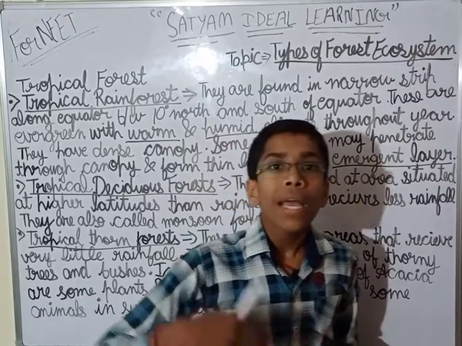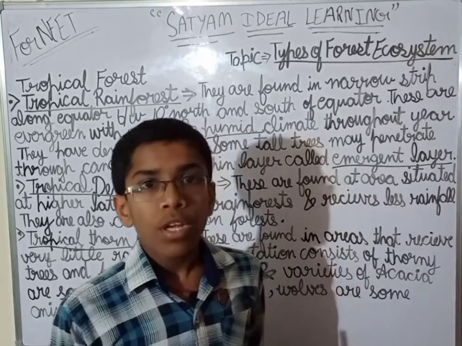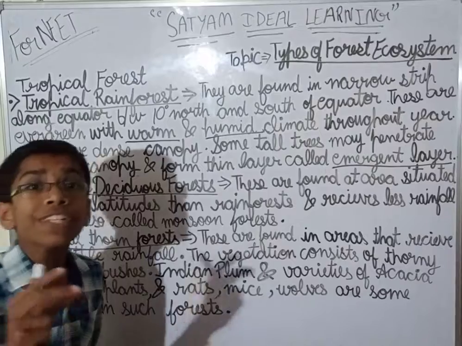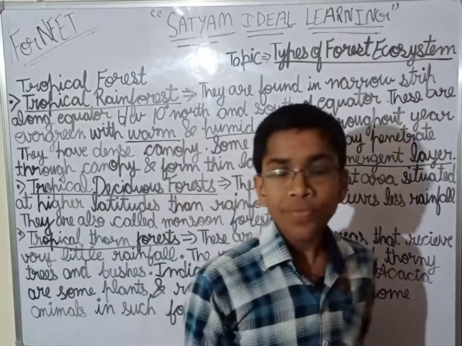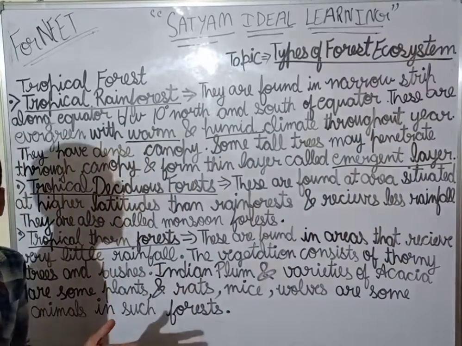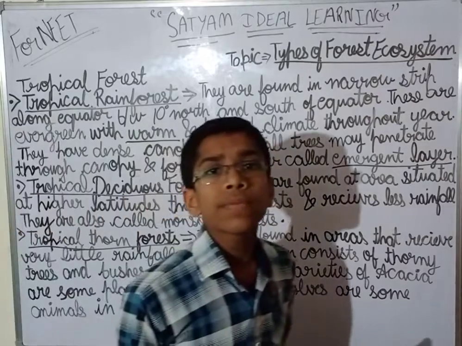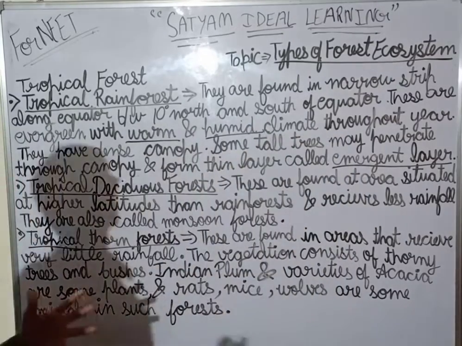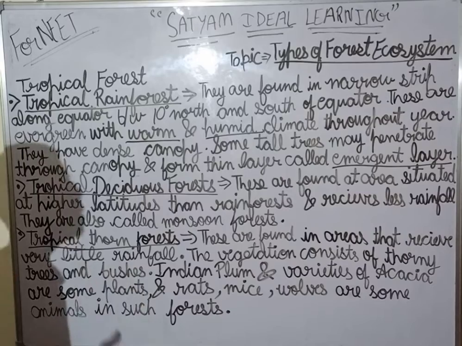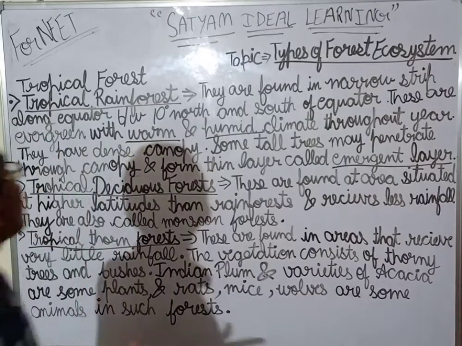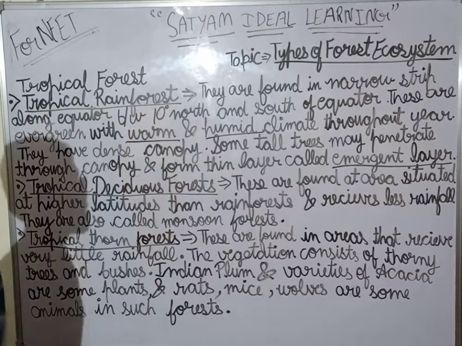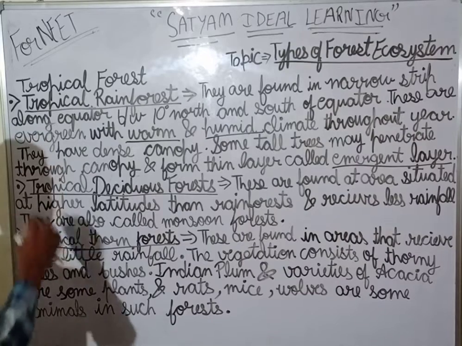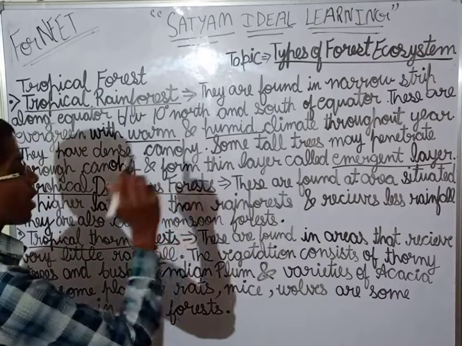Quinine is yielded by the cinchona. So cinchona is the plant which yields quinine. Cinchona is a plant, Swietenia is a plant. So there are many plants and many animals, and the home of them is the tropical rainforest. Now we are coming to the tropical deciduous forest.